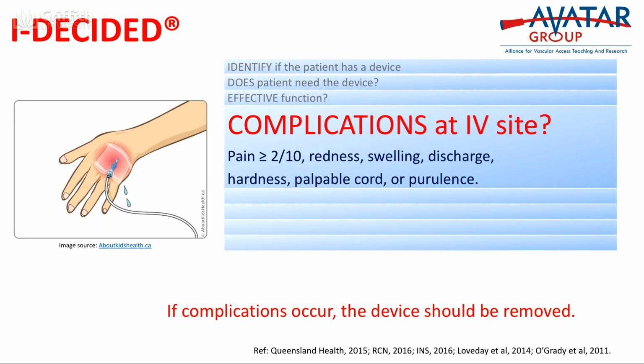Are there any complications at the IV site? Is there any pain, redness, swelling, discharge, hardness, palpable cord, or purulence? Now, these can all be signs of phlebitis or local infection. Swelling and redness can be signs of infiltration. So these are the complications we need to be considering. And if complications occur, the device should be removed.